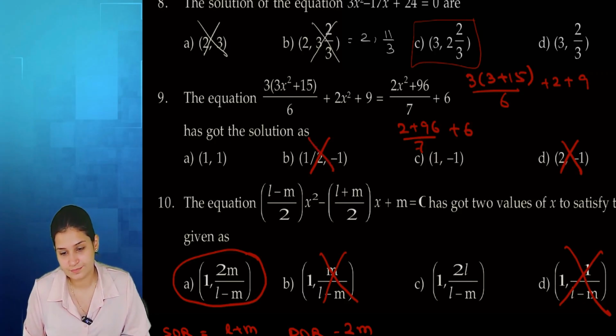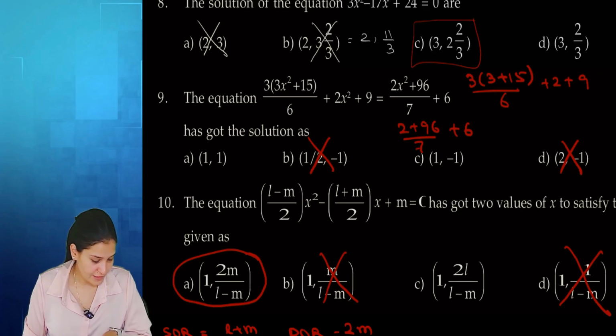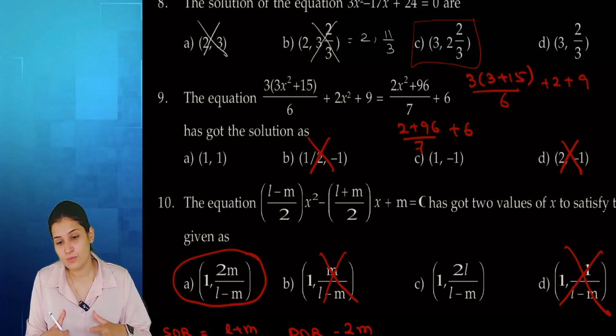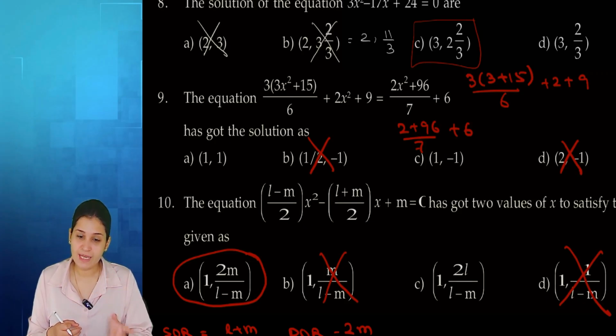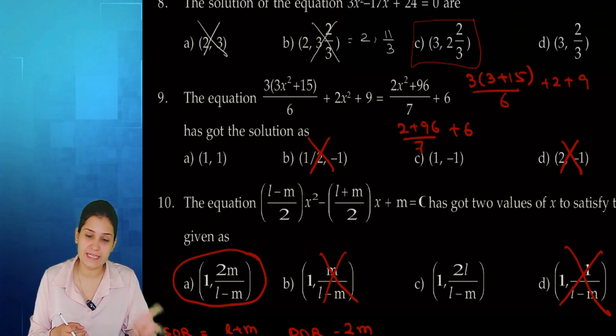Do you agree? Yes, ma'am. All of you agree? Yes, ma'am. So now we need to check whether minus 1 satisfies or not. If minus 1 satisfies, then C is the answer. And if minus 1 does not satisfy, then A is the answer.